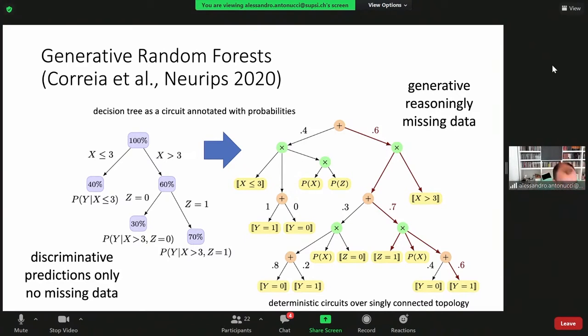But there is an important difference. The decision tree is a discriminative model. The generative random tree is a generative model. So it's a joint distribution over the variables. And in this way, we can do reasoning. We can cope with missing data. And these circuits are deterministic and, by construction, have a singly connected topology.